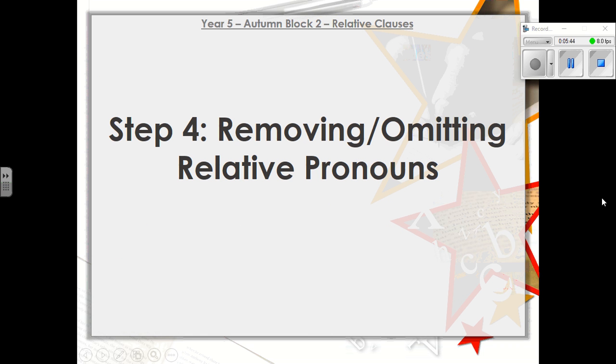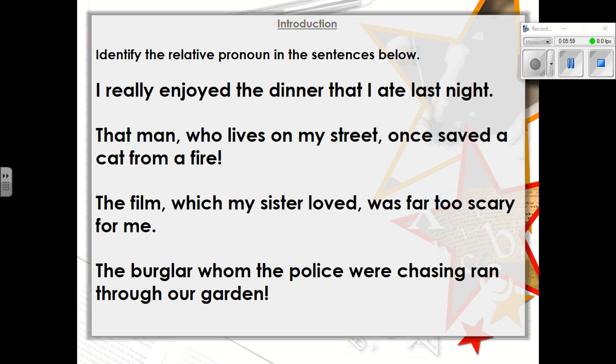Now we're going to be looking at removing, omitting relative pronouns. So it just means removing, and omitting is exactly the same thing. So we're removing the relative pronouns from a sentence and it still makes sense. That sounds a little bit confusing, but we'll go through it now and I'm sure you'll understand. Okay, so here we're going to identify the relative pronoun in each sentence. So pause the video, and each sentence has a relative pronoun. Just highlight that for me so you know where the relative pronouns are.